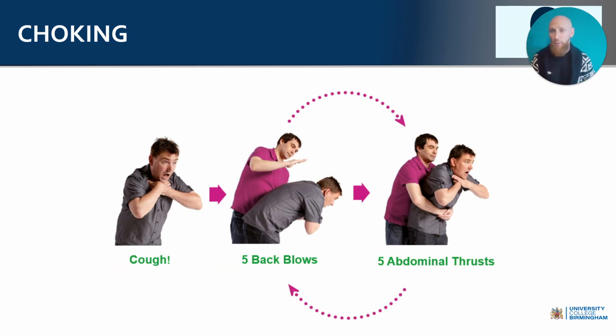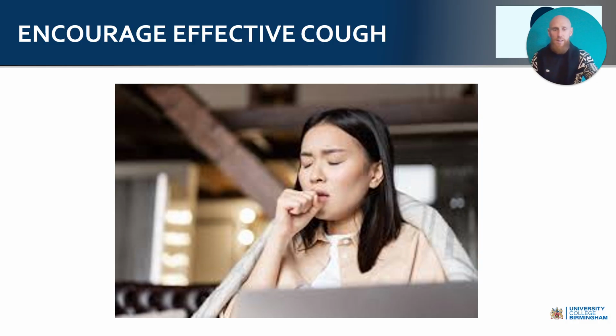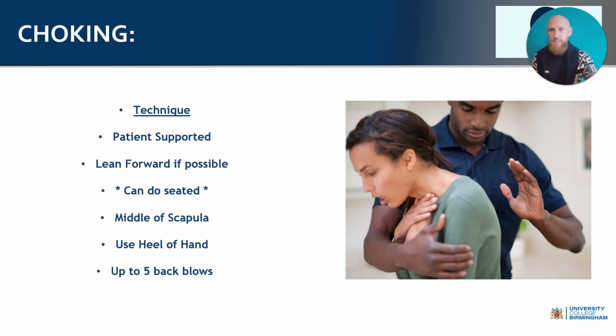So again, really important, encourage them to cough. Then, if that's not working, bend them forward, 5 back blows, 5 abdominal thrusts, and just keep cycling that pattern to make sure you get it. Encouraging the cough is just a verbal instruction. Try to cough if you possibly can to get it out. Pretty simple. When it comes to the back blows, though, this is kind of where you want them.